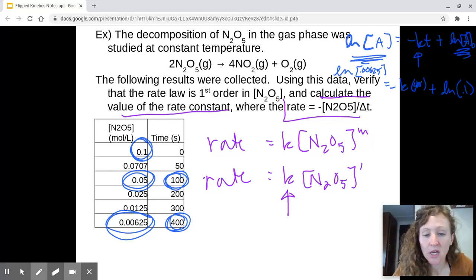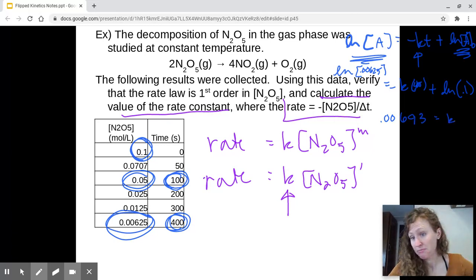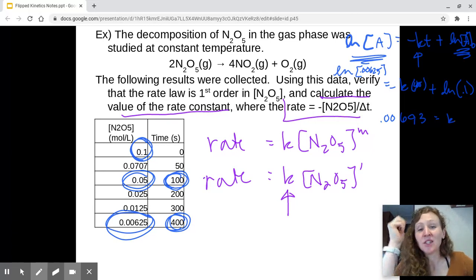Okay, so according to my calculator, who knows if this is right or not, 0.00693 equals K. Did anybody else get that? Hopefully. Okay, so 0.00693, let's assume this is correct. Now, 0.00693, what? We need units on K. K has units.